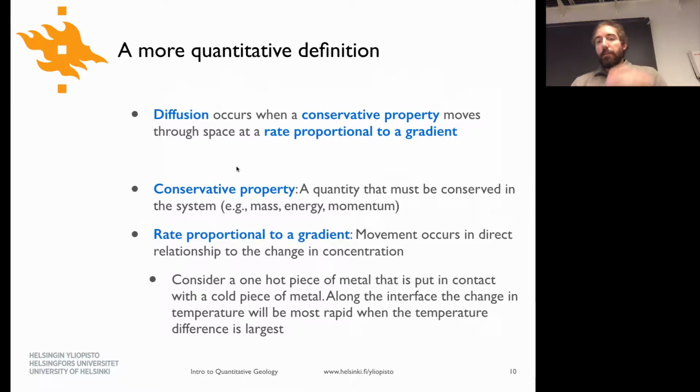One is this conservative property, which is just some property that must be conserved in the system, so whether that's mass or energy, momentum, whatever it is. And then this rate proportional to a gradient, which means that the movement of this heat or atoms or eggs or whatever occurs in direct relationship to the change in concentration. So the steeper the concentration gradient is, the faster the material will tend to diffuse at that boundary. And if you think of an example of something like a hot piece of metal that you put in contact with a cold piece of metal, the change in temperature is going to be greatest at the interface between the two at the start of the process.